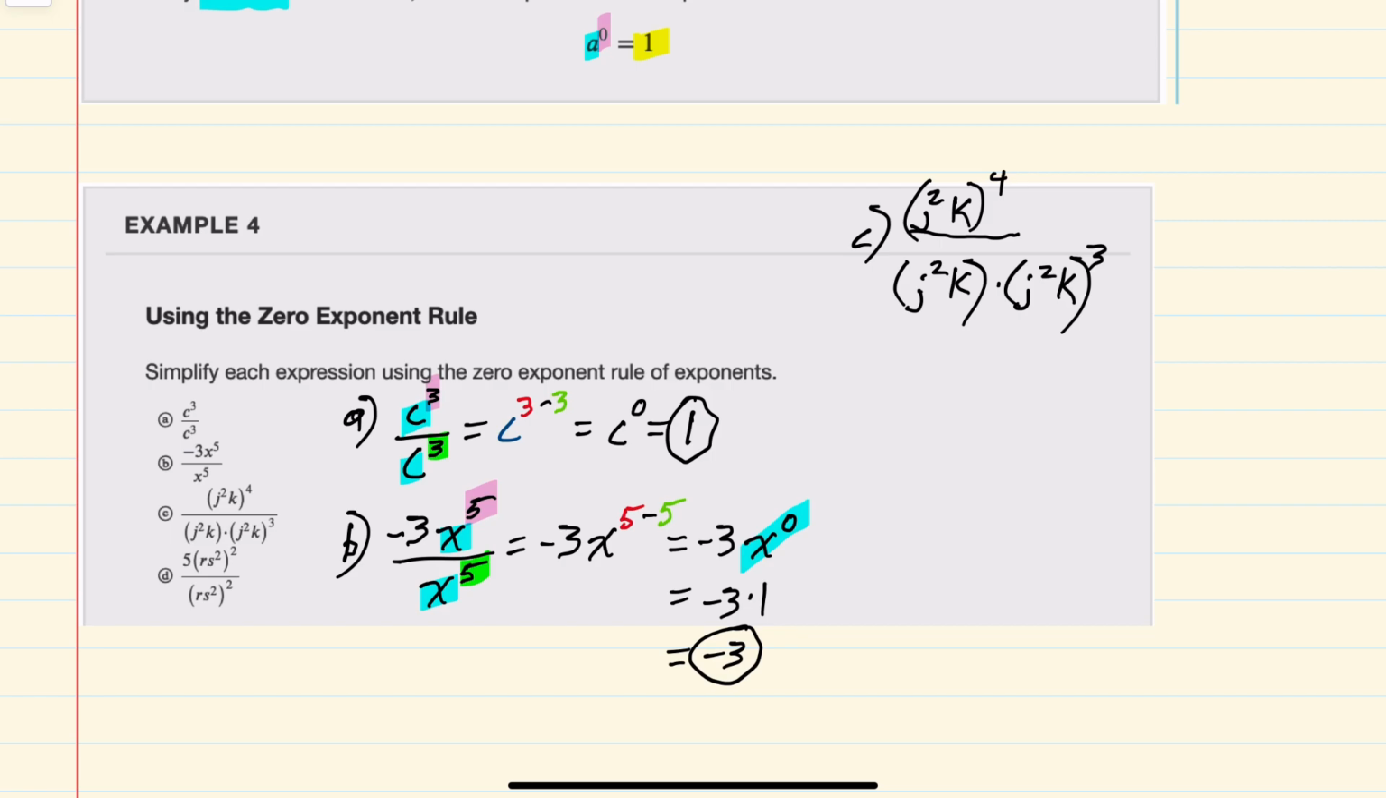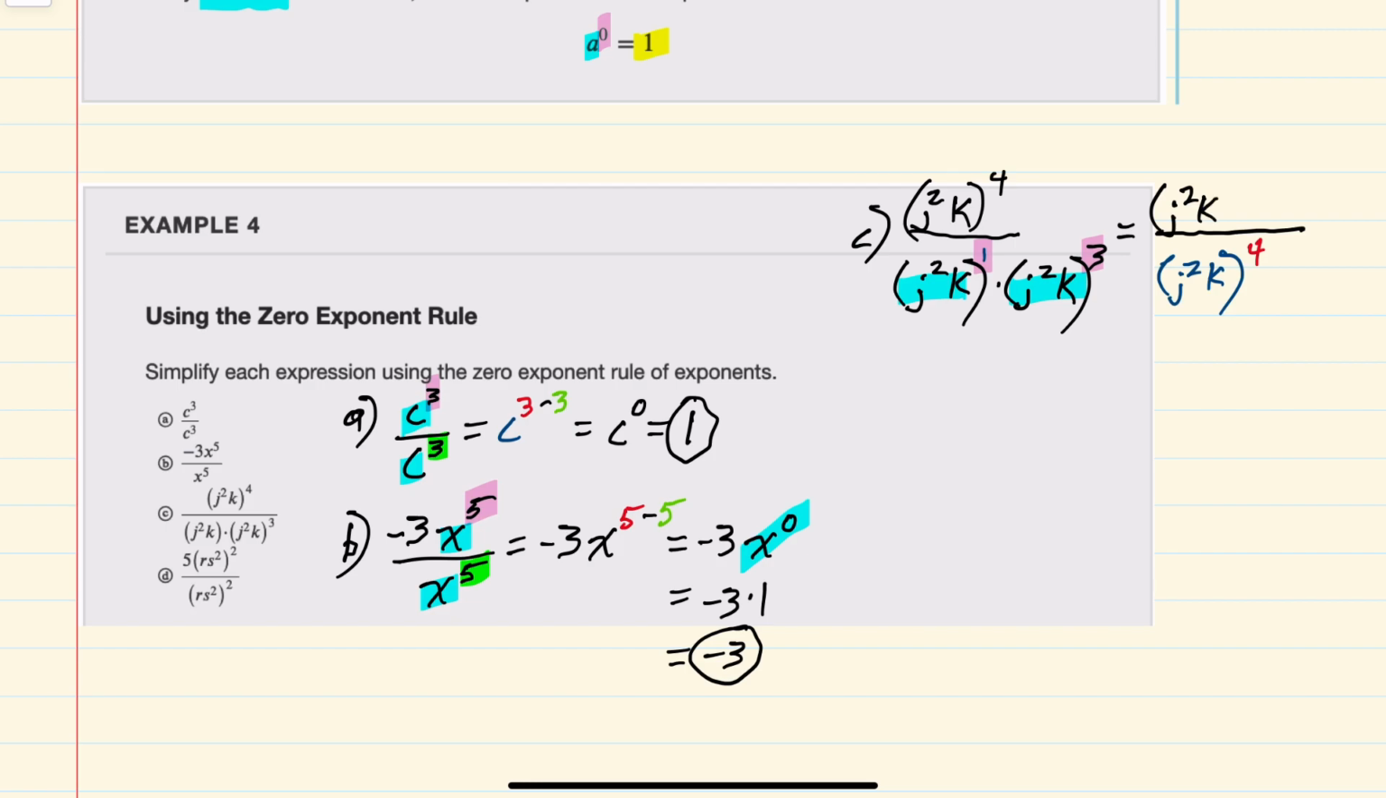For c, we can start the simplification process by noticing in the denominator we have this same j squared k, here raised to the 1 power, times the same base j squared k raised to the third power, which means that we can simplify that denominator. With the product rule, we know that we will keep that base, j squared k, and that the exponent will be the sum of 1 and 3. I'll go ahead and say that that is 4.